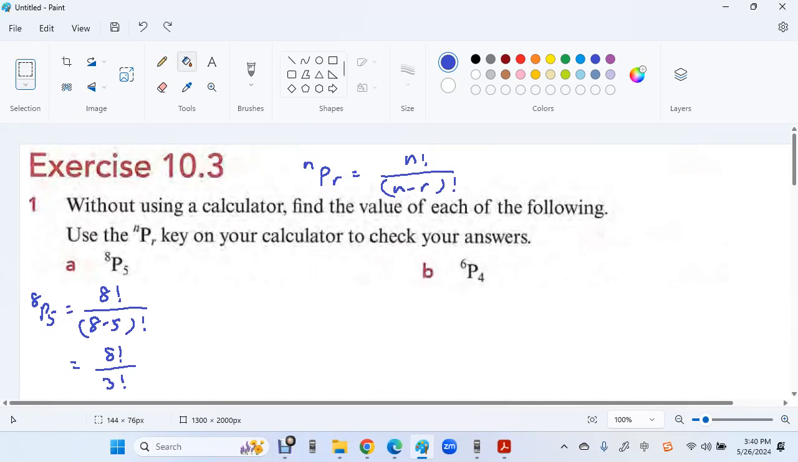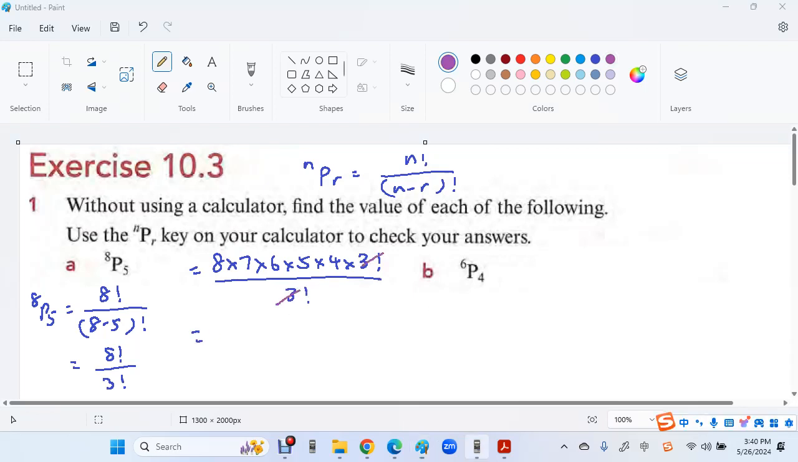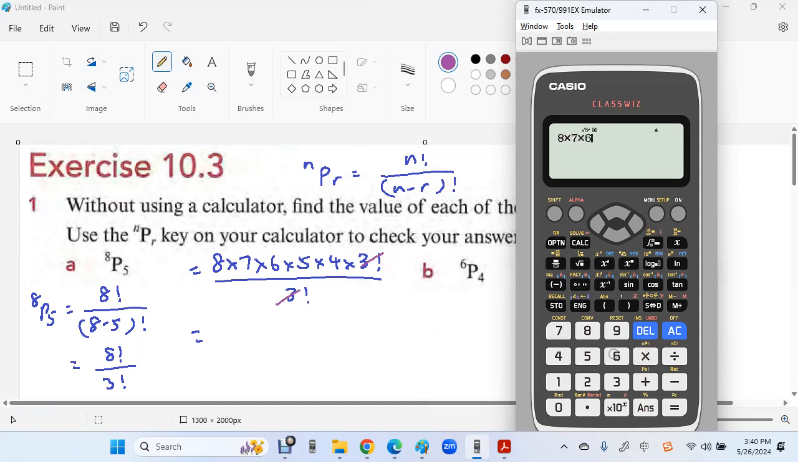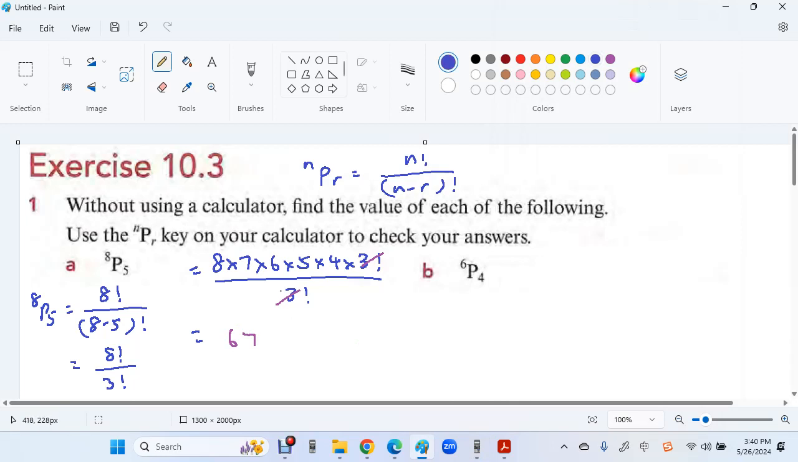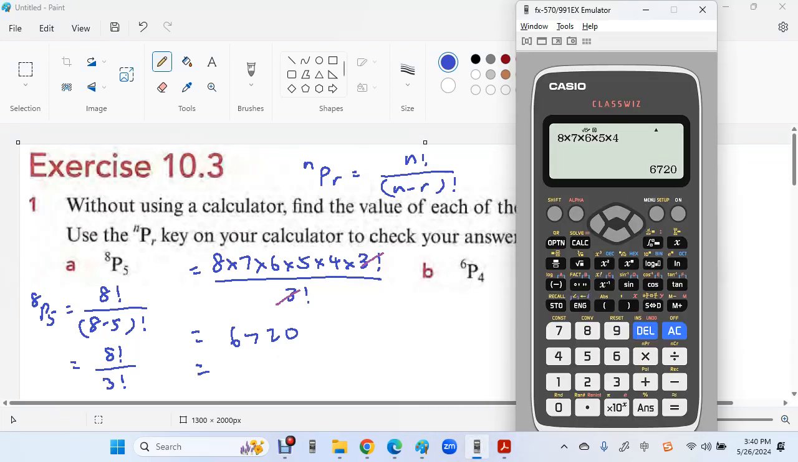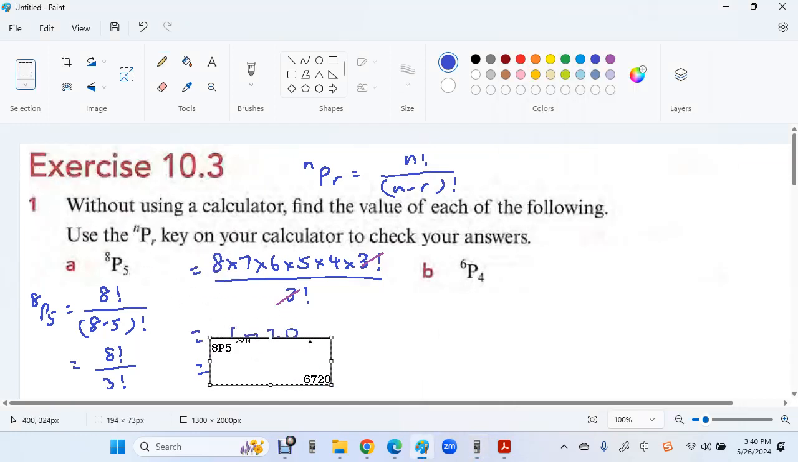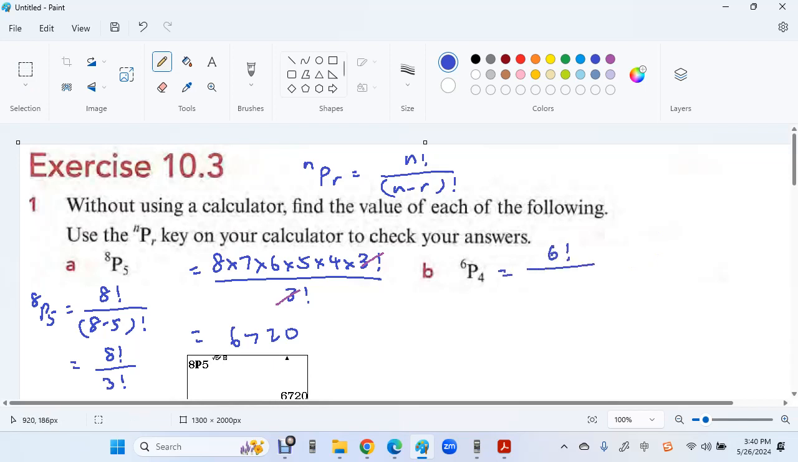Then this one becomes 8 times 7 times 6 times 5 times 4 times 3 factorial over 3 factorial. So this cancels, and we have 8 times 7 times 6 times 5 times 4, which is 6,720. So 8P5 is 6,720. Then this is 6 factorial over (6 minus 4) factorial.